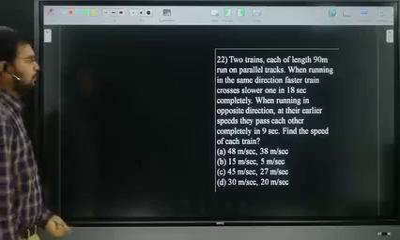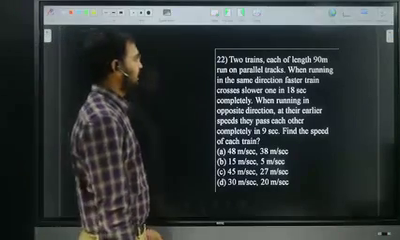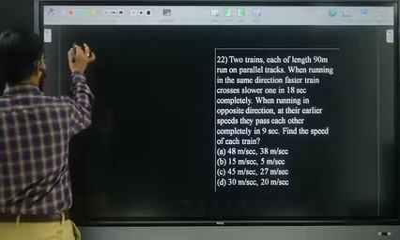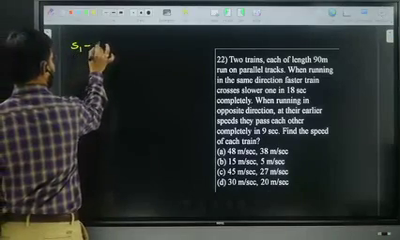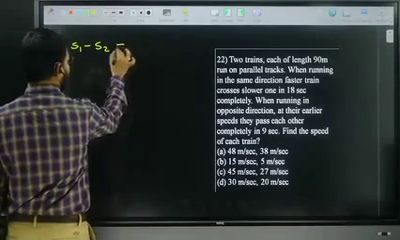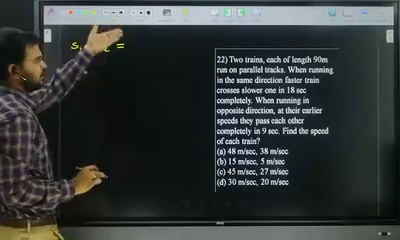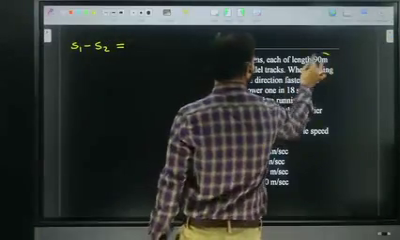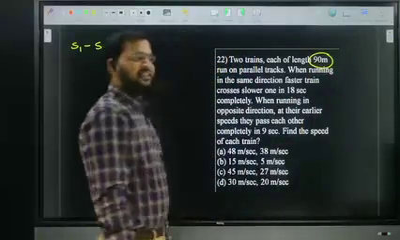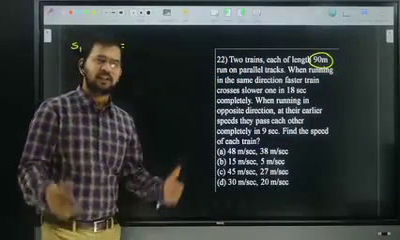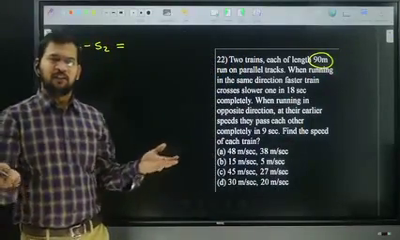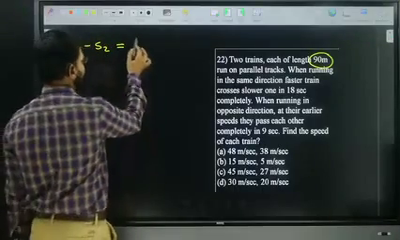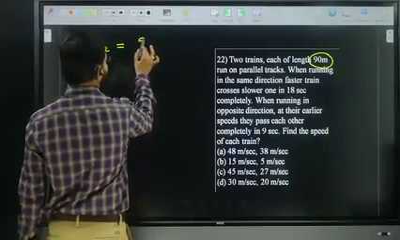Look at me, all of you. Two trains of length 90 meters run on parallel tracks. Running in the same direction is nothing but S1 minus S2, the relative speed. Speed is equal to distance by time. Two trains each of 90 meters means each train's length is the same. That is nothing but 90 plus 90.